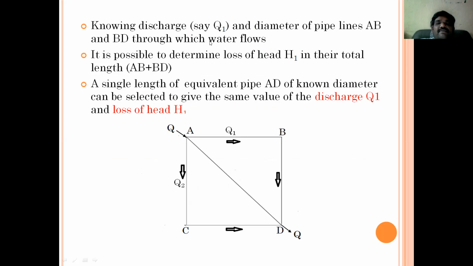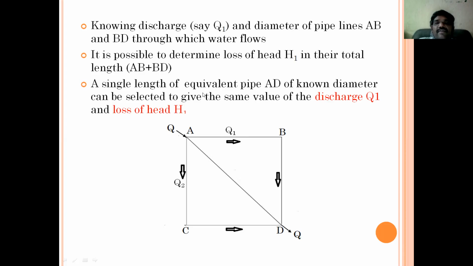Knowing the discharge Q1 and the diameter of pipelines AB and BD through which water flows, that is, how much discharge is taking place and the diameter of the pipelines, it is possible to determine a single pipe named AD. It is possible to determine the loss in the total length AB plus BD.